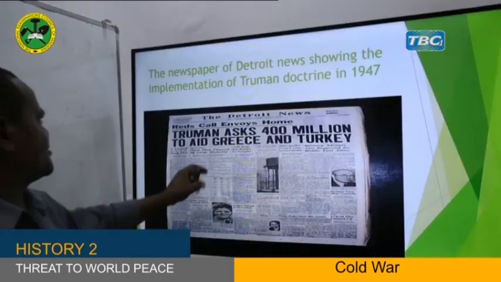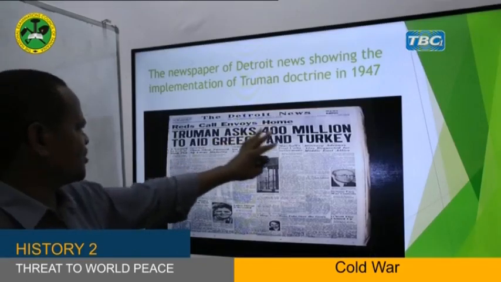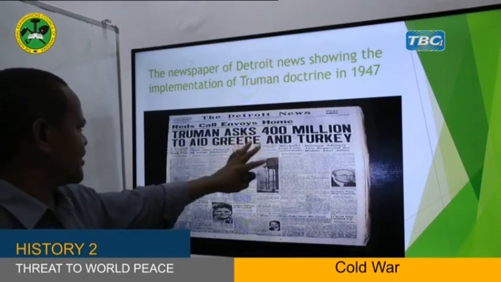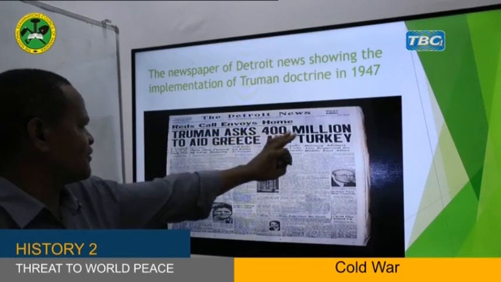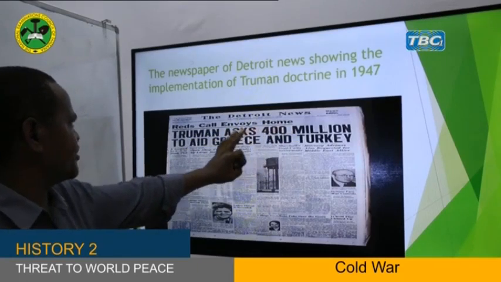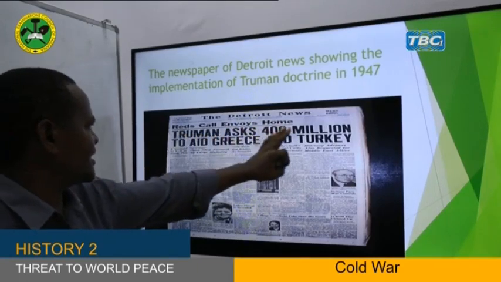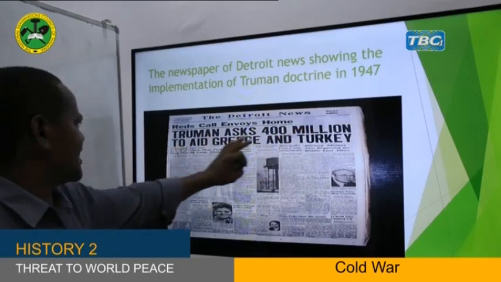So this, as you can see, shows the implementation of the Truman Doctrine, where Truman in 1947, sorry, asked for about 40 million US dollars to aid Greece and Turkey.